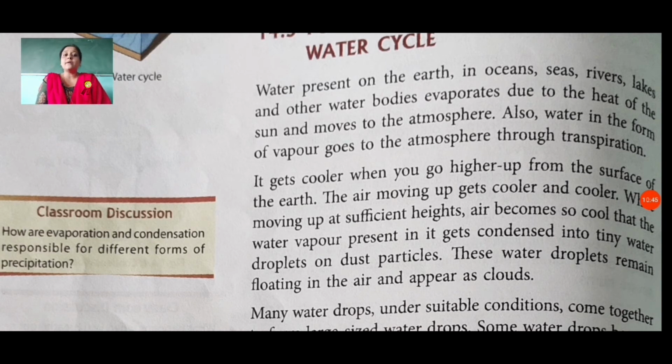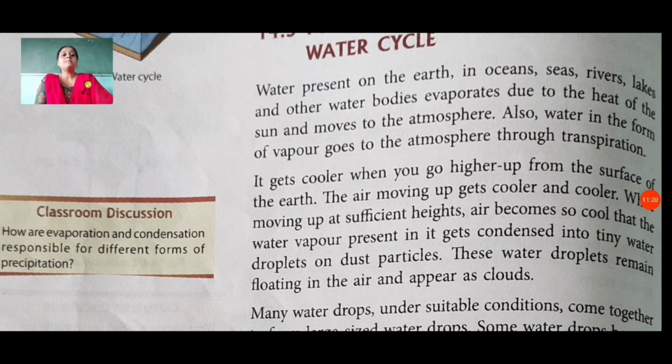It gets cooler when you go higher up from the surface of the earth. When we go higher, we get a cool atmosphere. The air moving up gets cooler and cooler. At sufficient heights, air becomes so cool that the water vapor present in it gets condensed into tiny water droplets on dust particles. These water droplets remain floating in the air and appear as clouds.